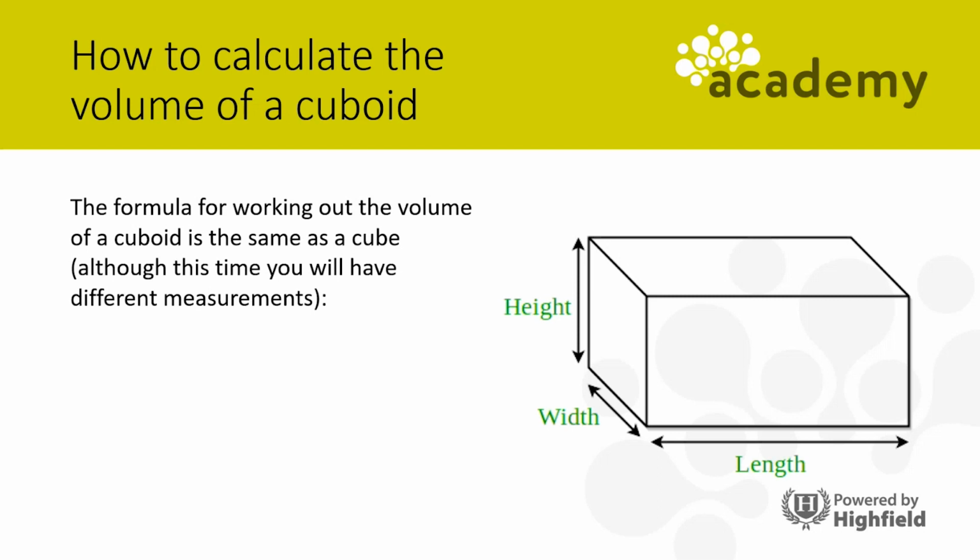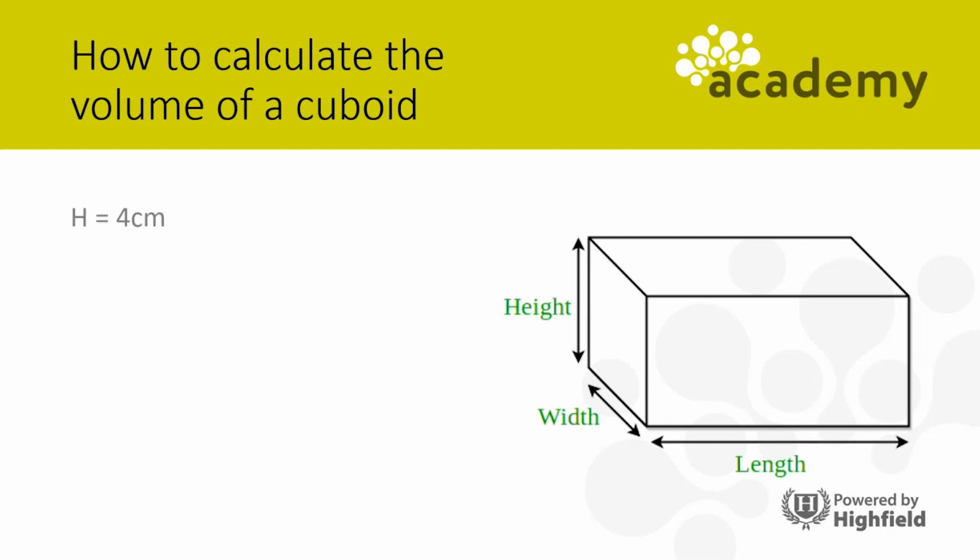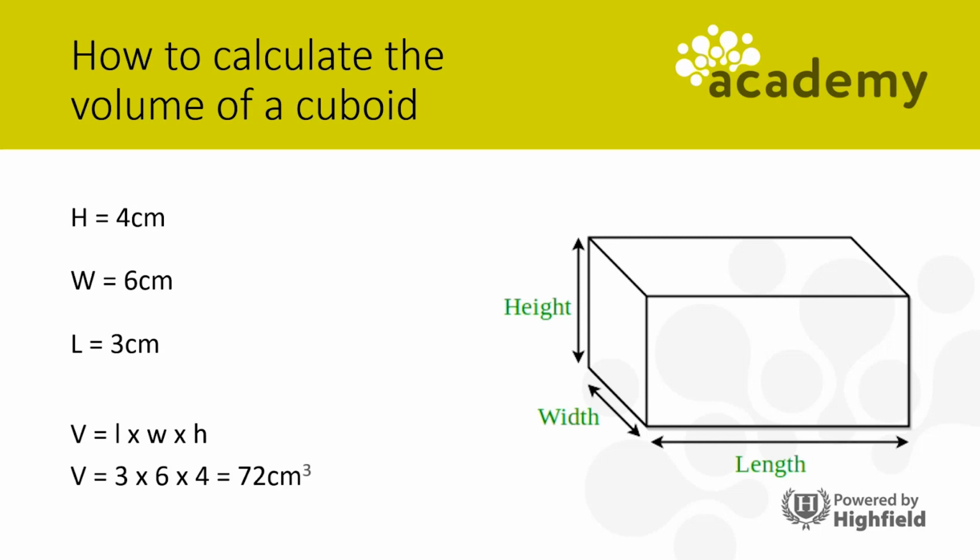So how to calculate the volume of a cuboid? The formula for working out the volume of a cuboid is the same as a cube, although this time you'll have different measurements. So V equals L times W times H. So in this case, the height is 4 centimeters, the width is 6 centimeters, the length is 3 centimeters. Remember, V equals L times W times H. So V equals 3 times 6 times 4, which is 72 centimeters cubed.